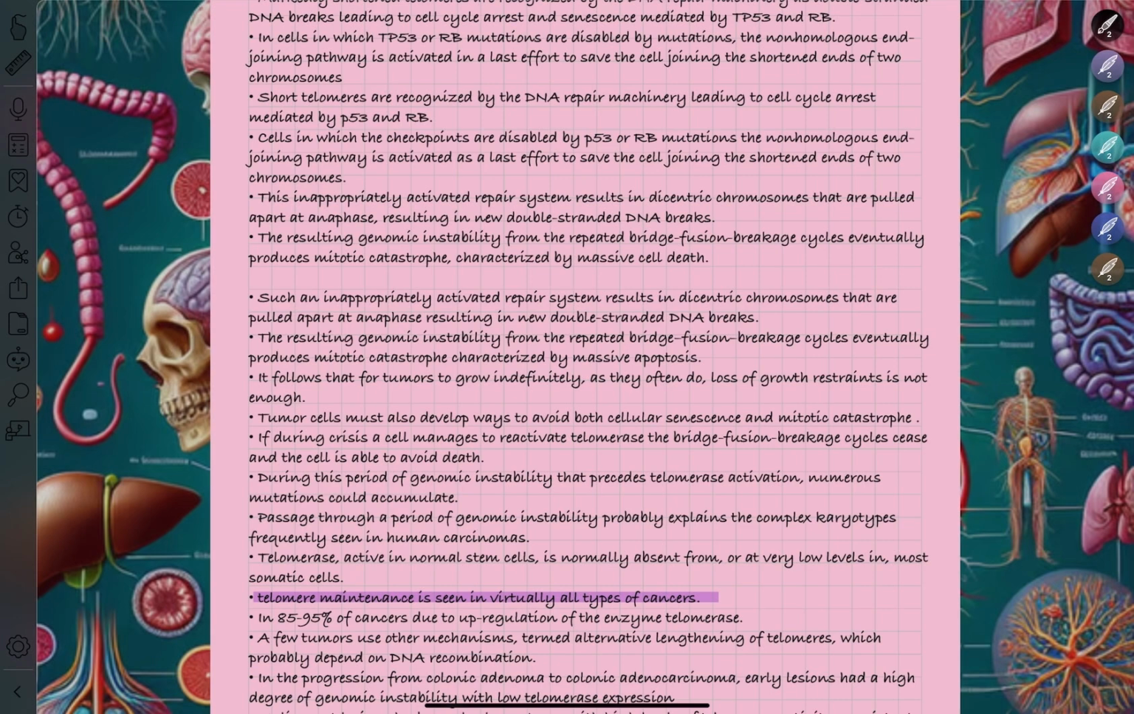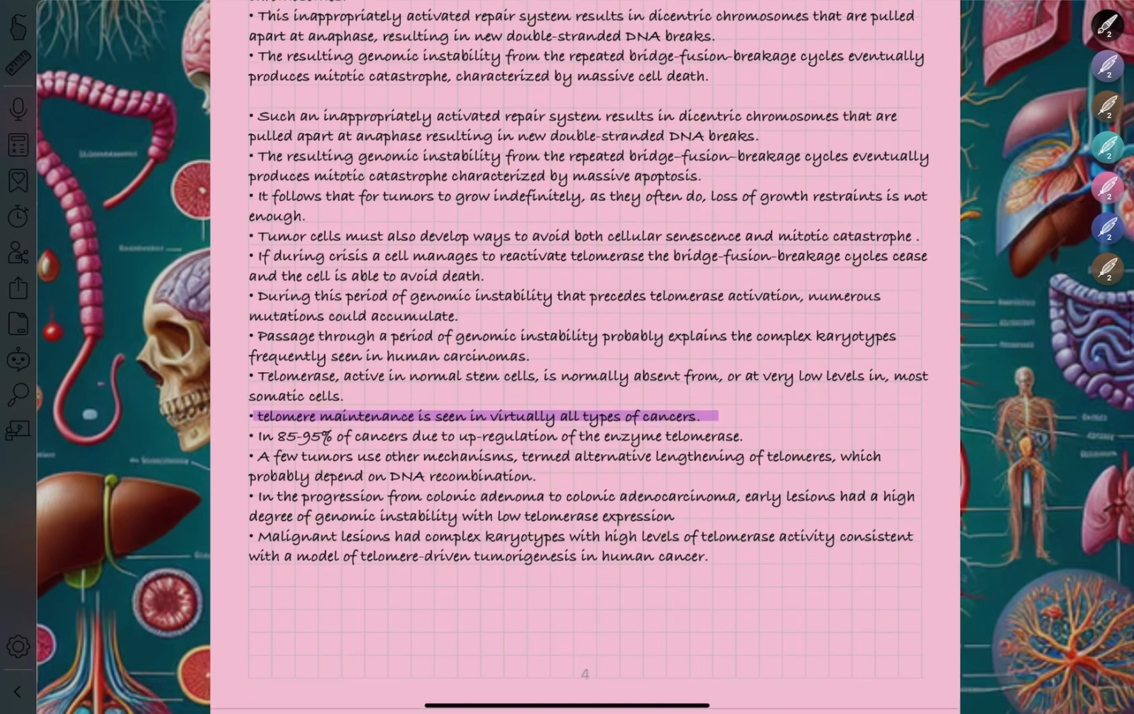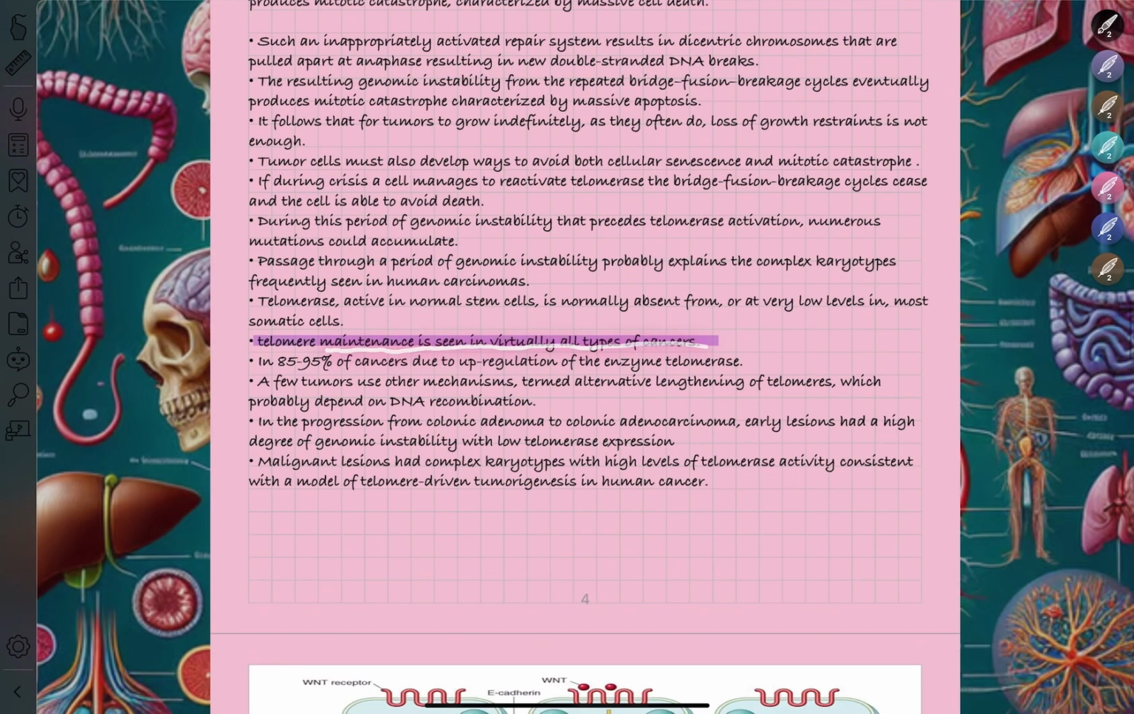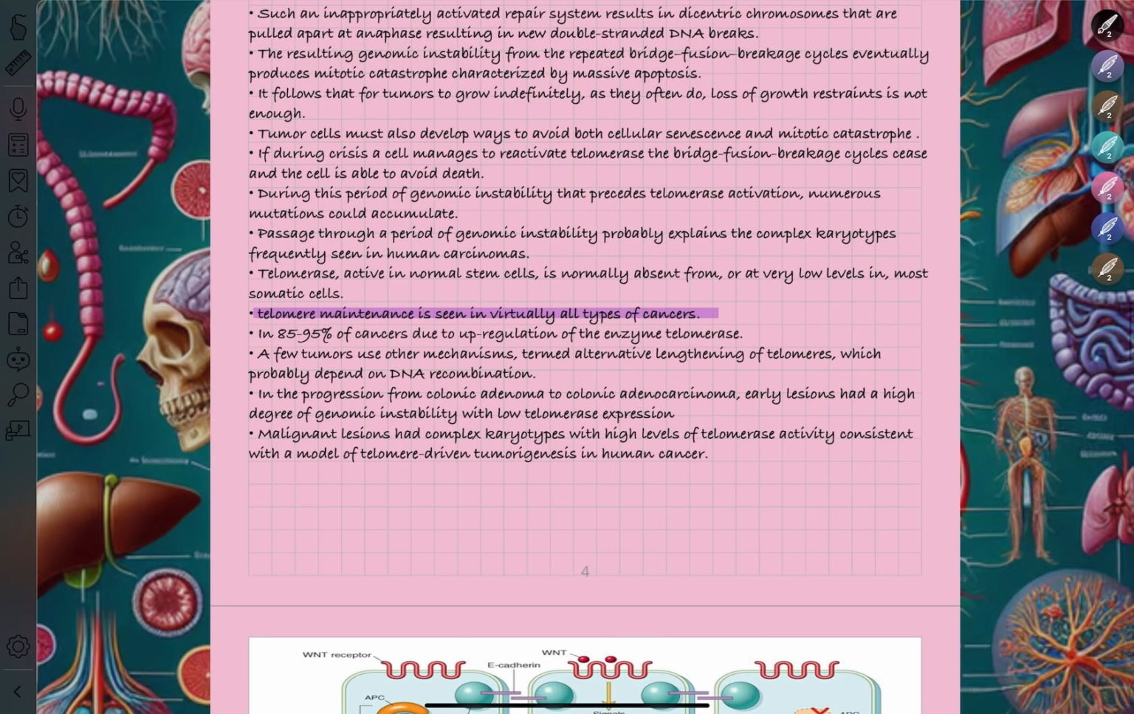Telomerase is active in normal stem cells but is normally absent in somatic cells. Telomere maintenance is seen in virtually all types of cancers, and in 85 to 95% of cancers it is due to upregulation of the enzyme telomerase. A few tumors use other mechanisms termed alternative lengthening of telomeres, which probably depend on DNA recombination. Basically, instead of using telomerase, it uses DNA recombination to lengthen the telomeres.